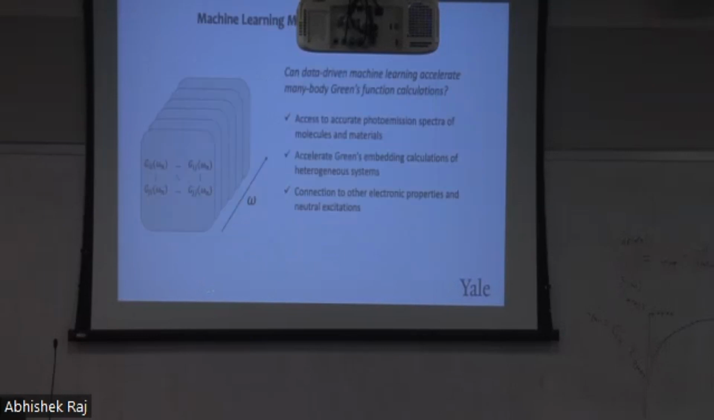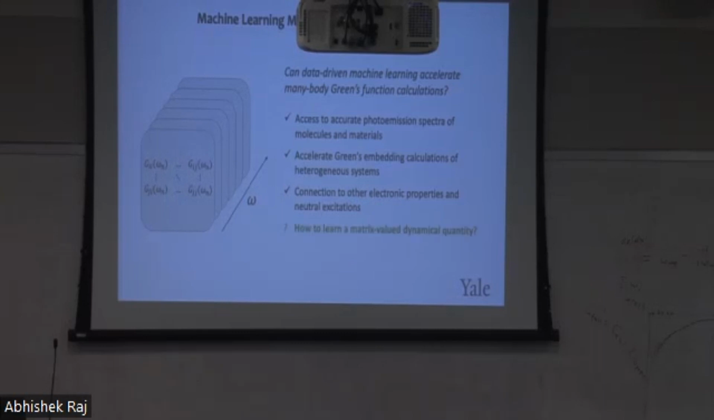Okay. So this machine learning project is the following. We're thinking about the following object, which is actually a frequency-dependent matrix, which I call a matrix-valued dynamical quantity. So essentially what you need to learn is actually a series of two-dimensional matrices on a frequency axis, which apparently is a gigantic thing to learn. But if you can learn that, you have access to photoemission spectra of molecules or materials at a given many-body level. And then, as I said, you can accelerate your Green's function embedding calculation for heterogeneous systems. And you may have connection to other electronic properties like the density matrix or even neutral excitations.